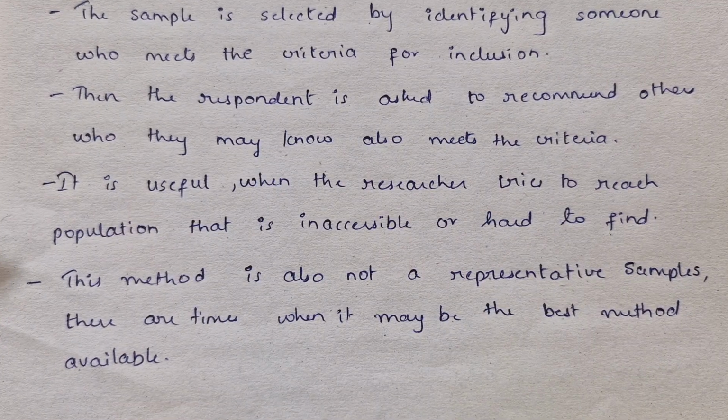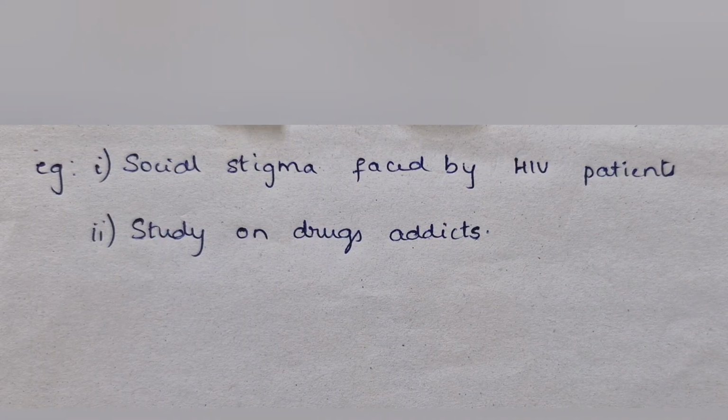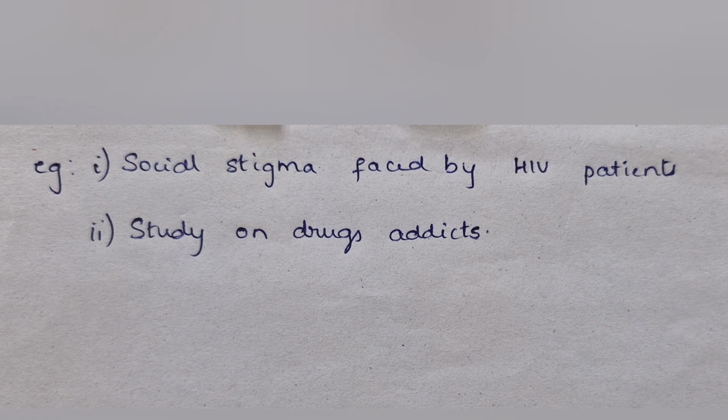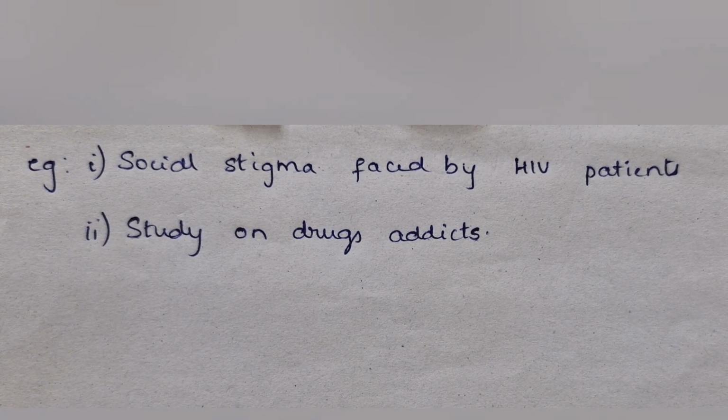Snowball sampling is useful when the researcher tries to reach the population that is inaccessible or hard to find. However, this method is also not a representative sample, and there are times when it may be the best method available. For example, social stigma faced by HIV patients and study on drug addicts.